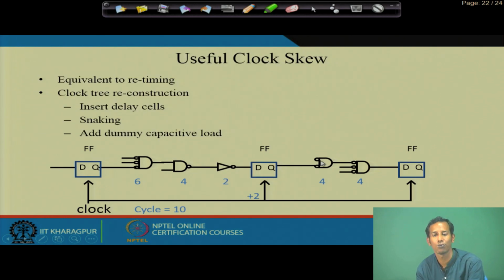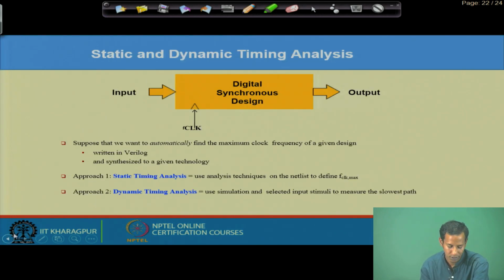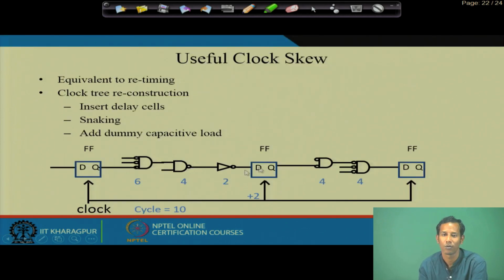Now, useful clock skew. What is useful clock skew? Useful clock skew is equivalent to retiming. This clock tree reconstruction inserts delay cells and adds dummy capacitive loads. Whenever this particular D flip flop is added with 2 amount of clock skew, at that time it will also meet the clock cycle time requirement of 10. How?